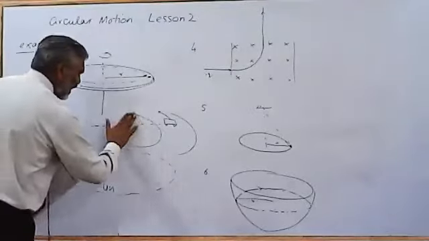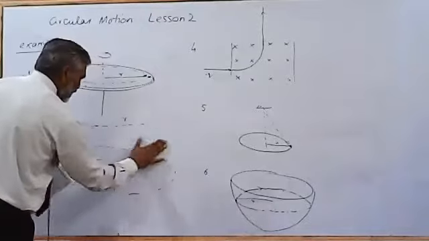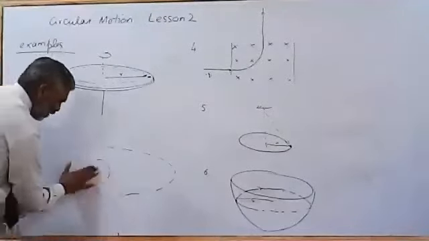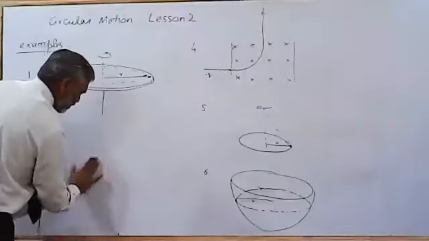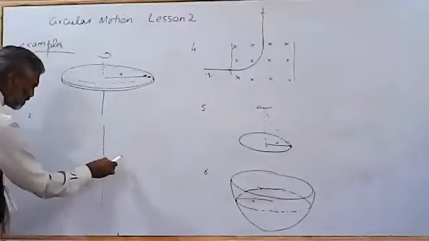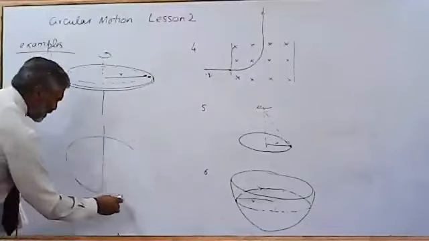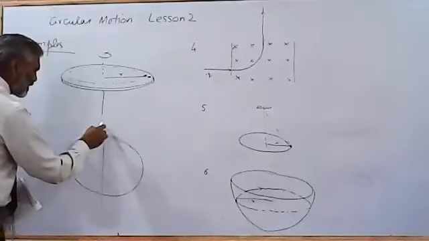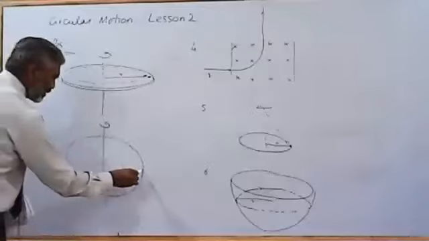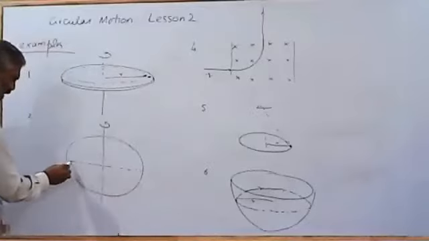Similarly, if you consider yourself, assume yourself to be on the equator. For example, this is the Earth. This is the Earth, and this Earth is rotating on its axis in this manner, and you are here on the equator.